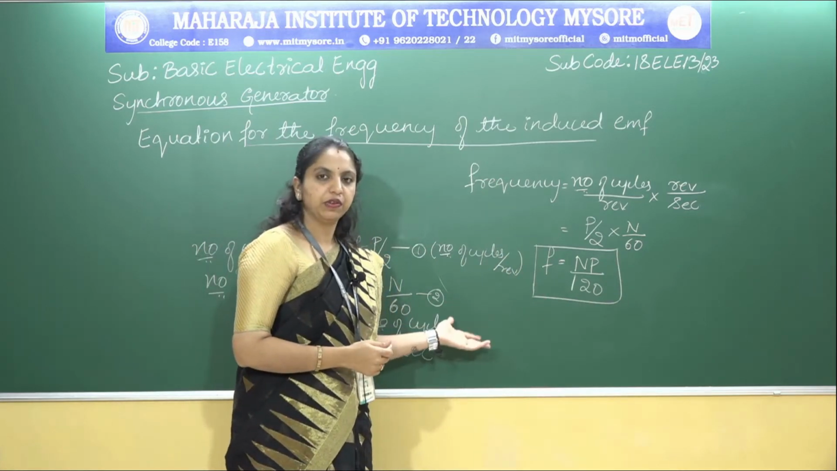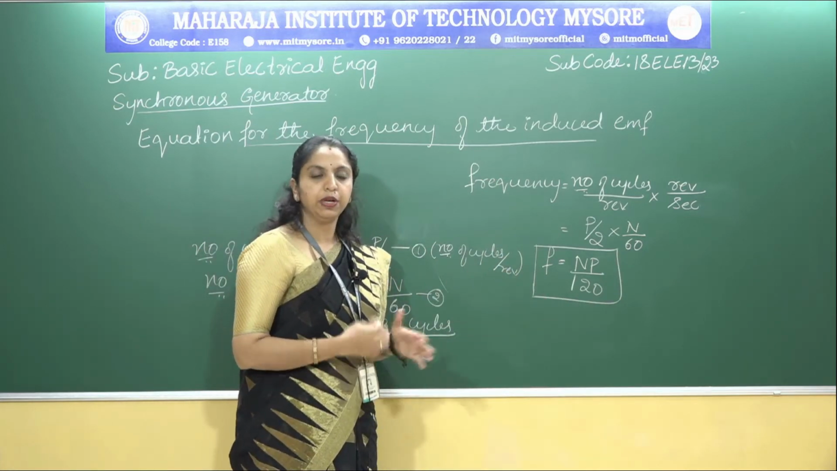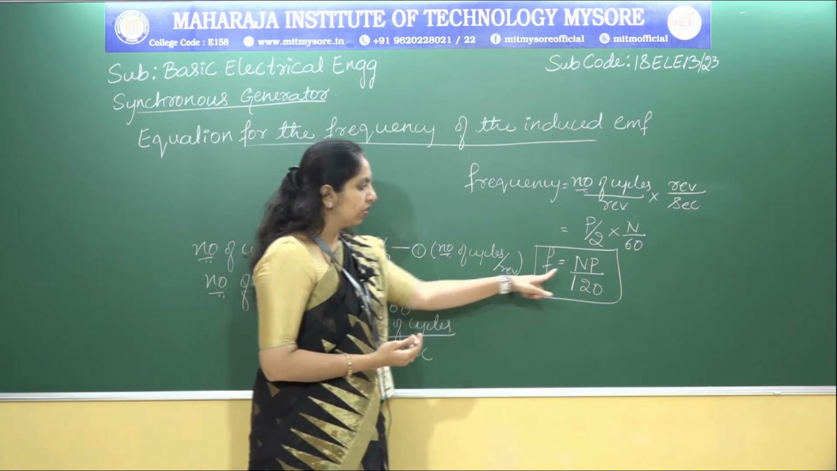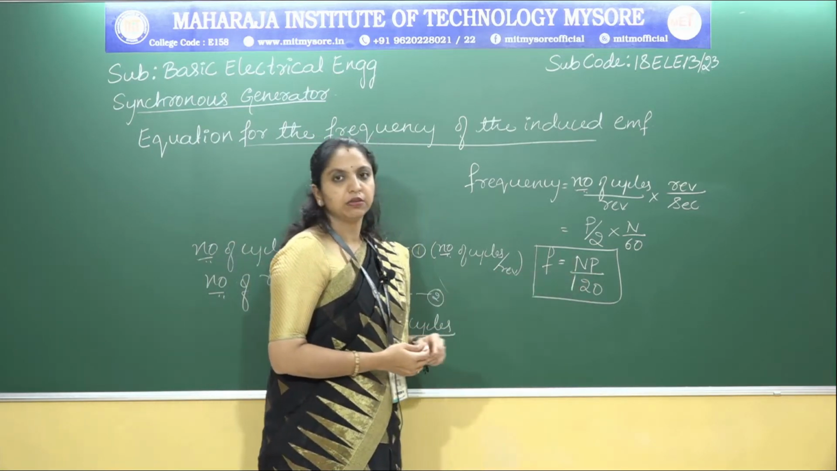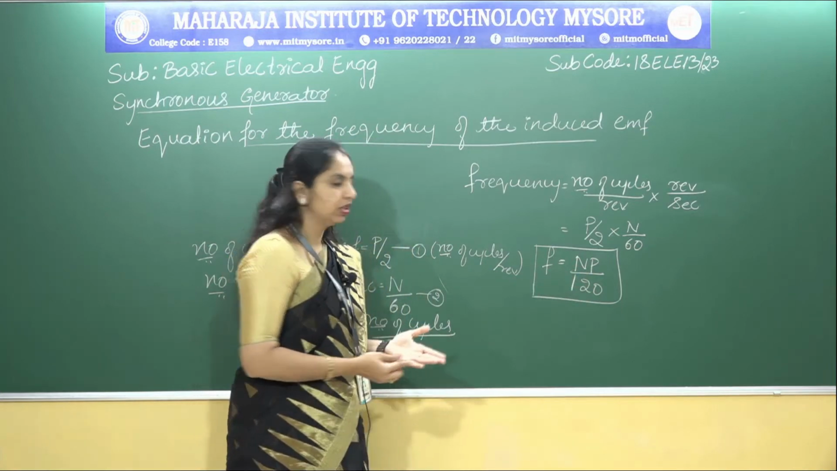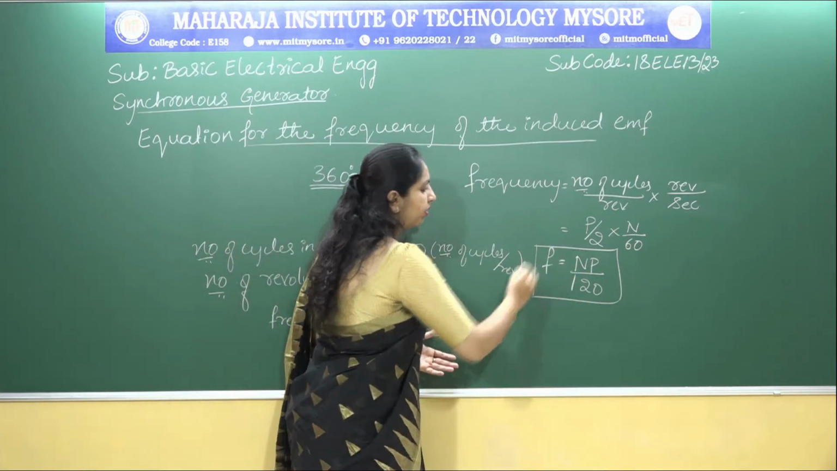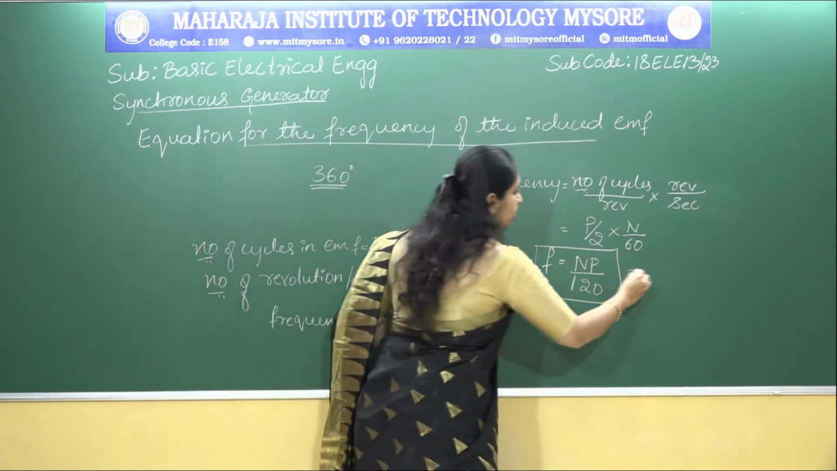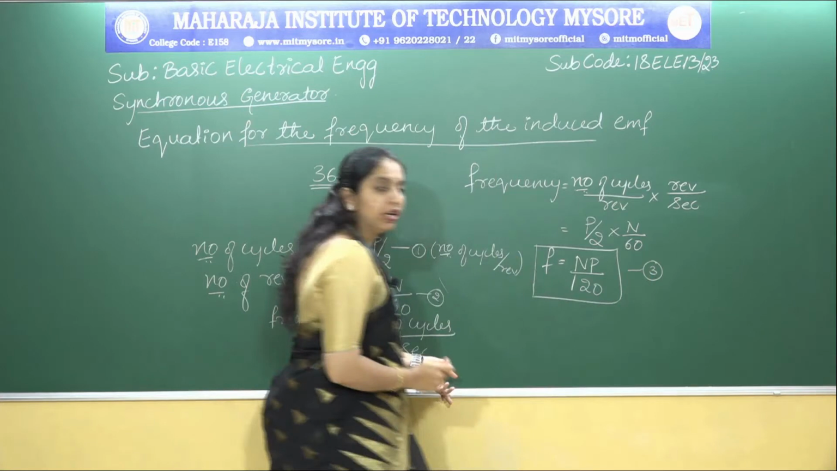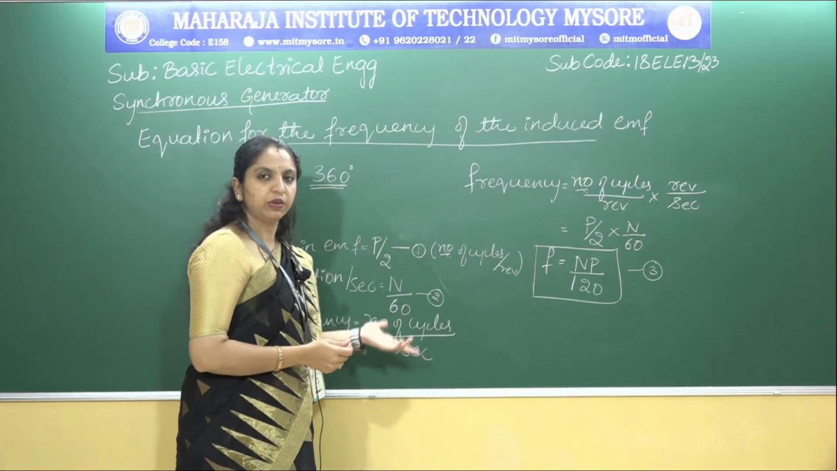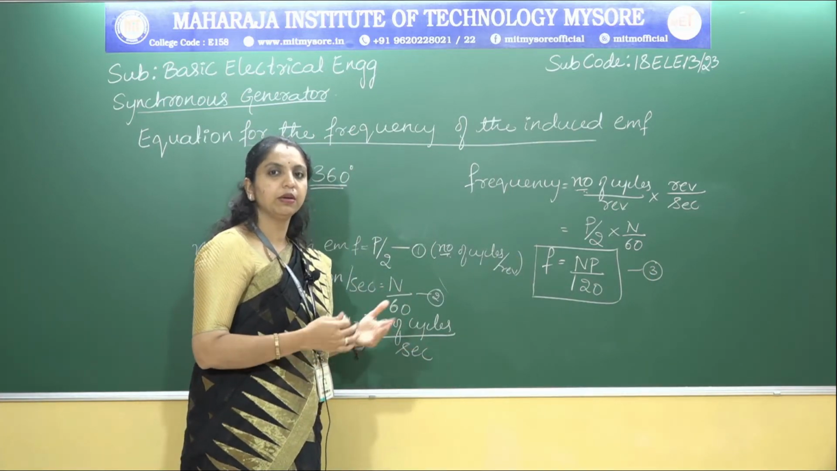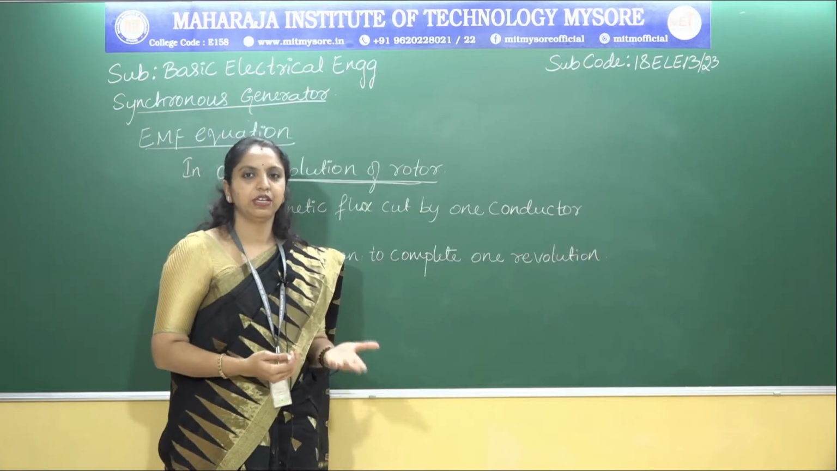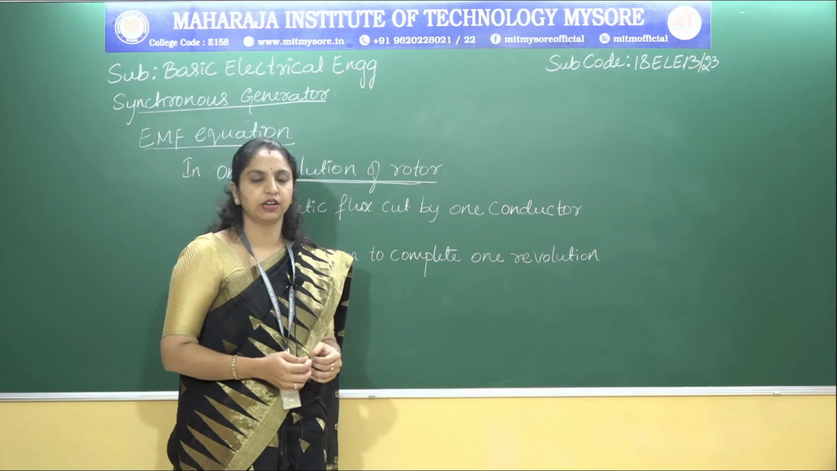So here f is the frequency, where n is the speed of the rotor in RPM, revolutions per minute, and P is nothing but the number of magnetic poles. Finally we have obtained f is equal to nP divided by 120, and let us call this equation 3. Now based on equation 3, that is the frequency equation, we are going to derive the EMF equation. Now we shall derive the EMF equation of a synchronous generator.